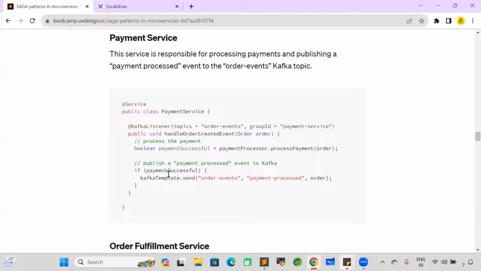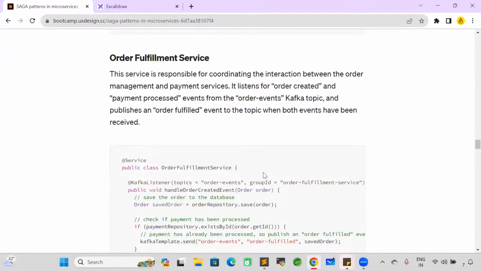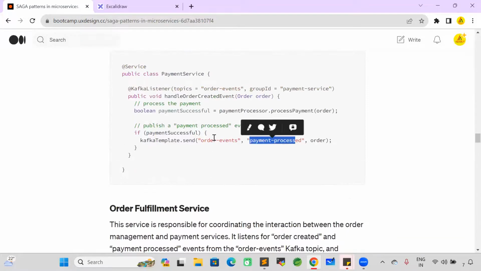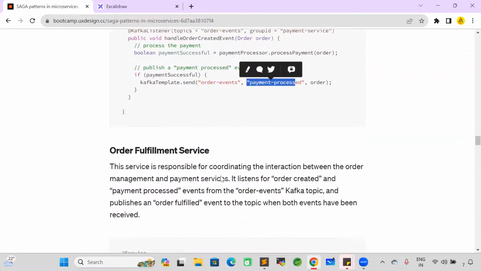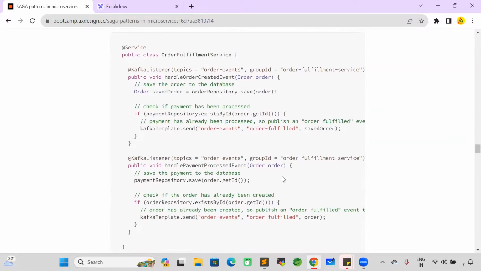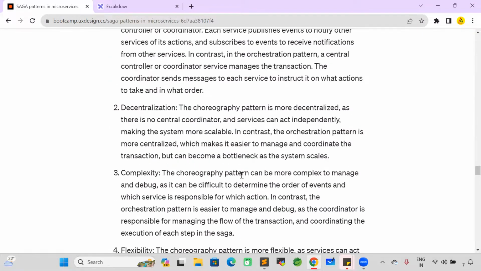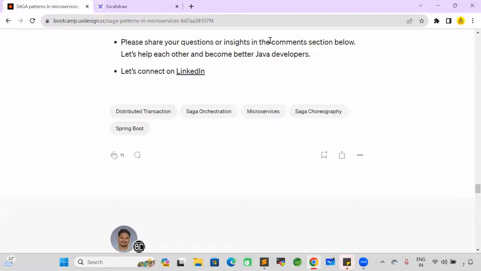Once it is created, payment service will listen to that and will do the payment processing. Once payment is processed successfully, it will publish a message, payment processed successfully. Once it is published, then order fulfillment service will confirm the order. Once the order is confirmed, it will send to the delivery service.